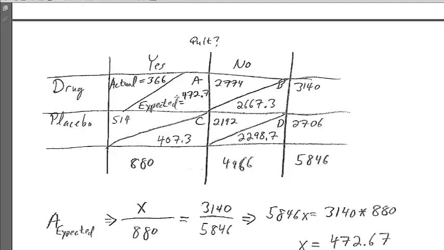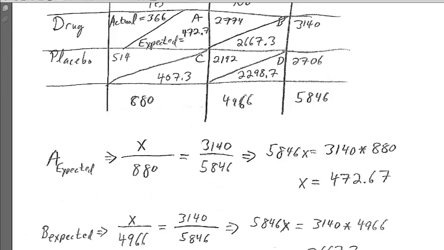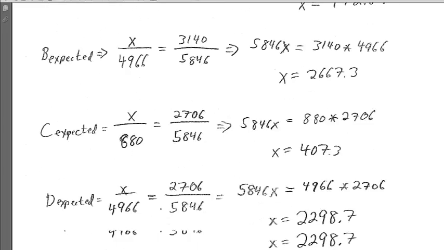Now what I needed to do to do a chi-squared is do my expected, and I used my expected formula, which is basically to find there is an actual and an expected. So to get what I was expecting, it should have been the ratio of 3140 to 5846 versus an observed number total of 880. That sets up like this: x over 880, x is to 3140 as 880 is to 5846. My x that came out then was 472.67. I did that for all my expected values: A expected, B expected, C expected, D expected.